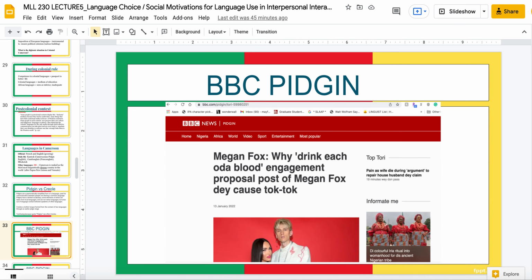To give you an example, the BBC, the British Broadcasting Corporation, has a Pidgin website where you can read news in Pidgin. Okay, so I just took a headline about Megan Fox, right? And the headline says, "Why drink each other? Why drink all the blood? Engagement proposal post of Megan Fox day cause TikTok." I think TikTok maybe causes a, what do you call it, like a fervor or something like that. Like it causes controversy, maybe.